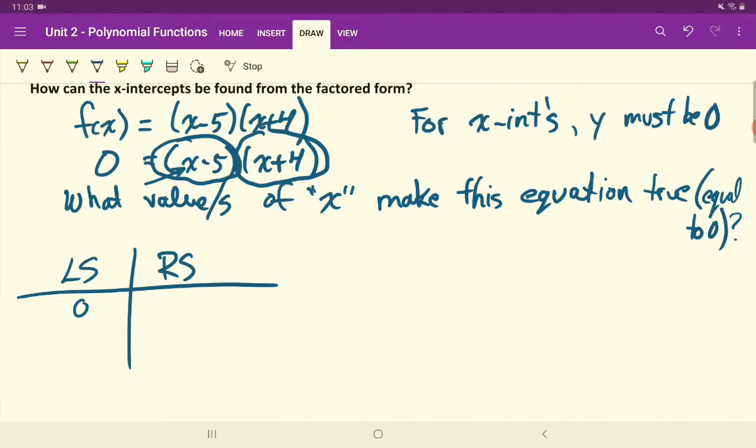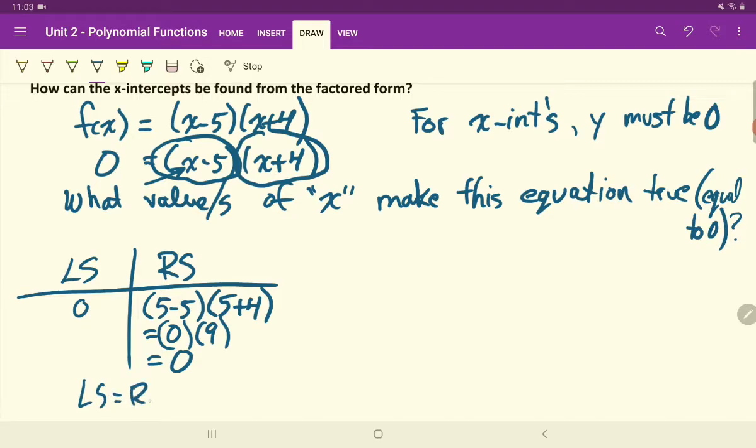Okay, if you guessed x equals 5, then you guessed correctly. If we were to substitute a 5 in for x, right? So 5 minus 5 and then 5 plus 4, we would get 0 times 9, which is 0. So left side equals right side when x equals 5.